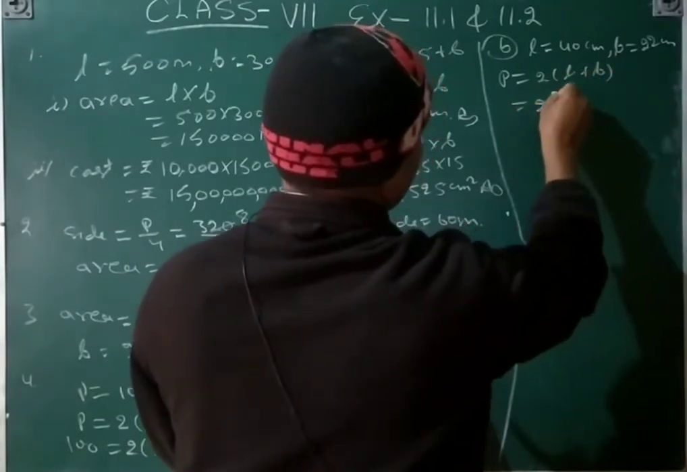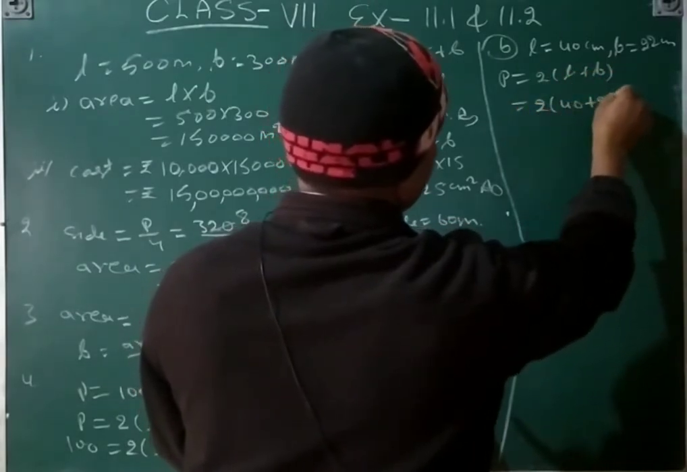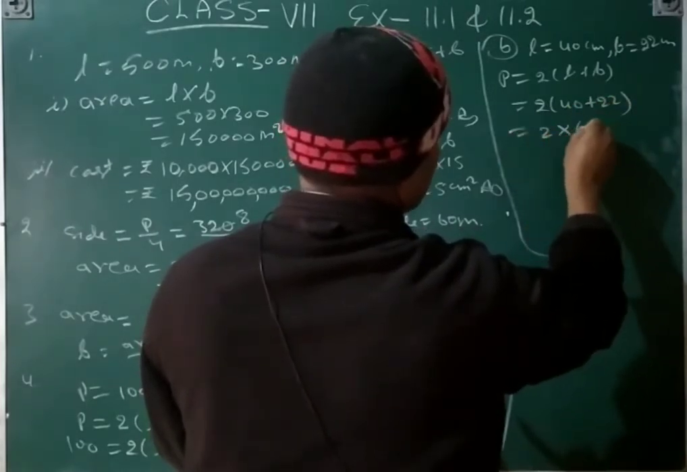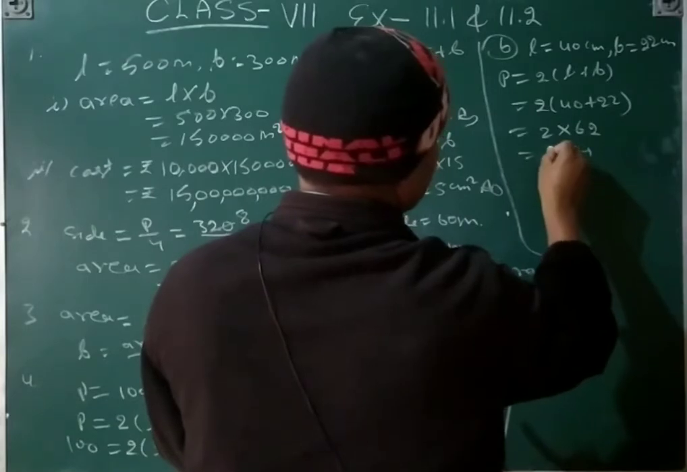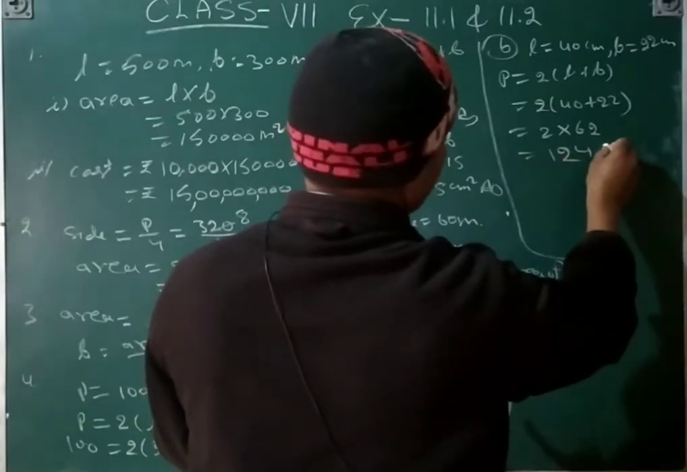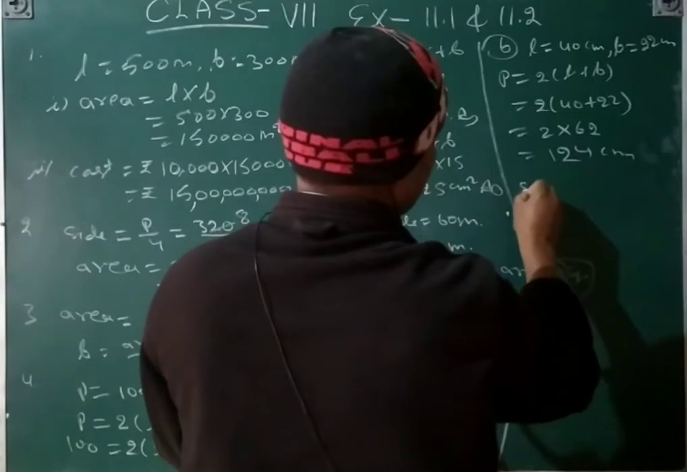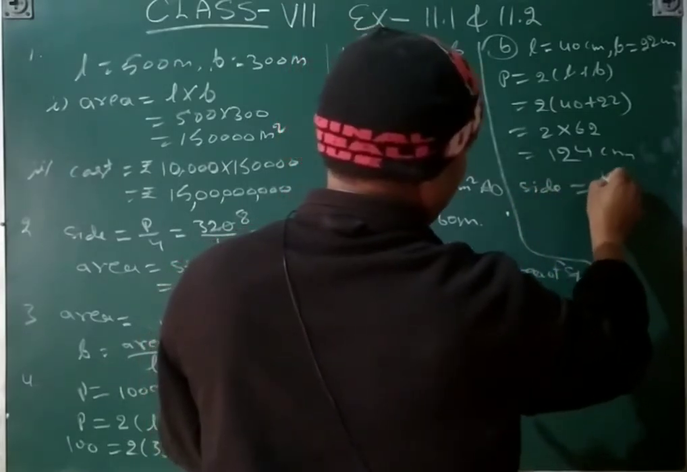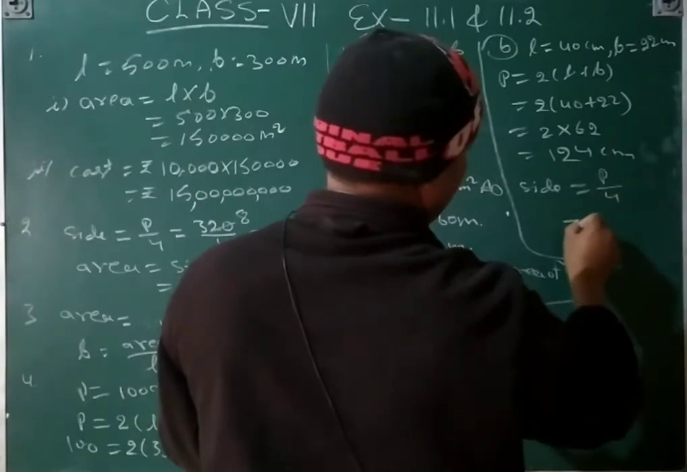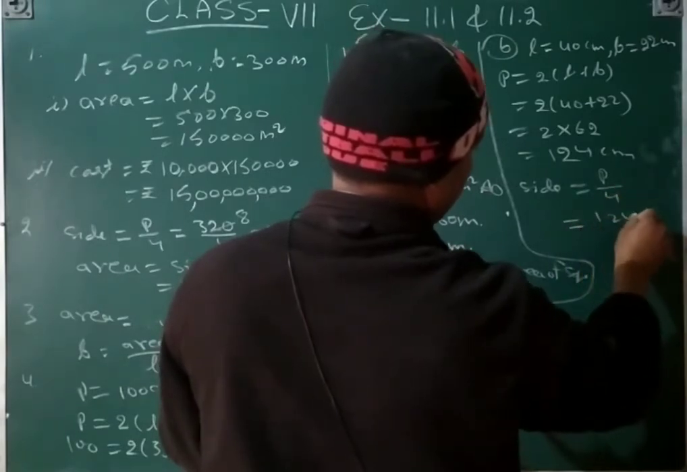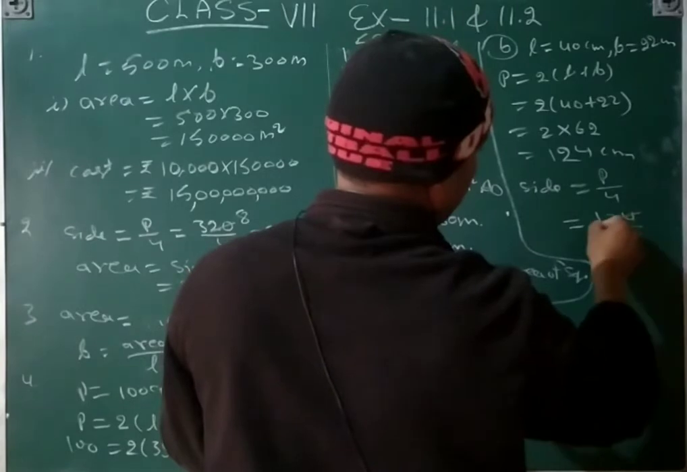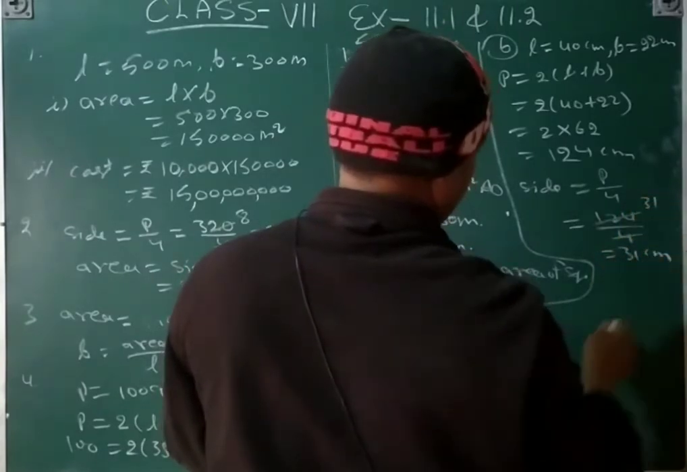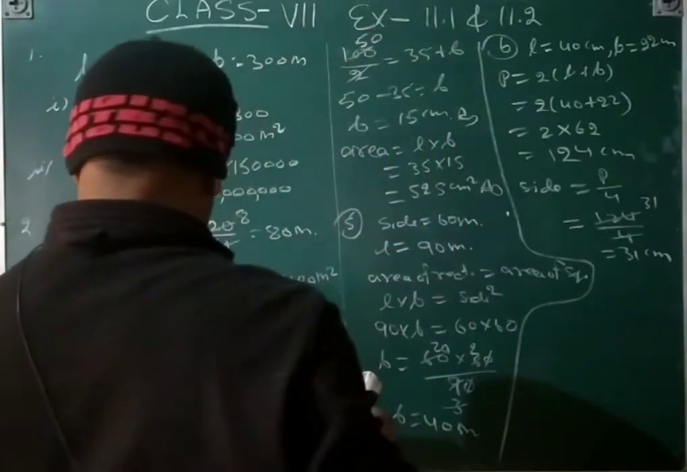So 2 bracket 40 plus 22, that is 2 into 62, which is 124 centimeter. Now the side is equal to the rebending of that wire, so that is perimeter upon 4. 124 upon 4, that is 31 centimeter. Now we will find both areas.